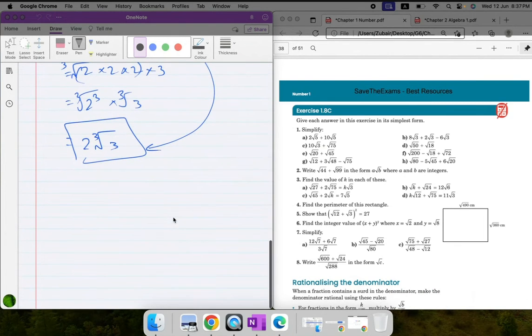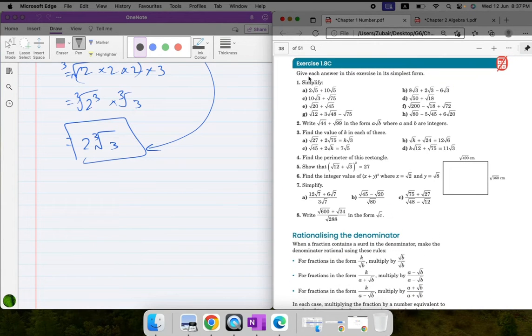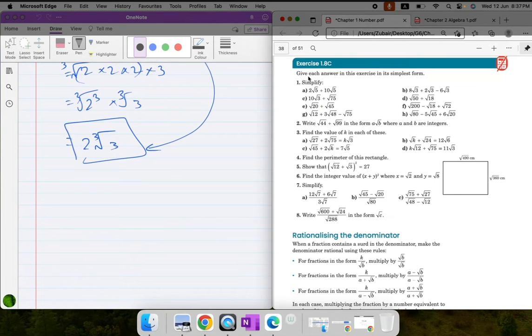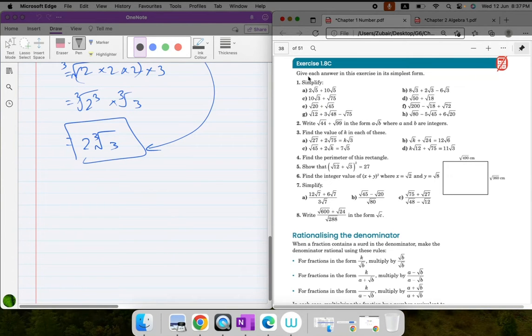Okay, we practiced 1.8b, and this is further practice of Surds. Give each answer in the exercise in its simplest form. So when we look at the first question, that is 2 square root 5 plus 10 square root 5. So in addition, what do we do? We add the external numbers.